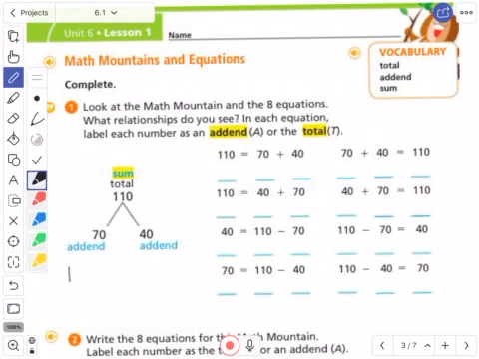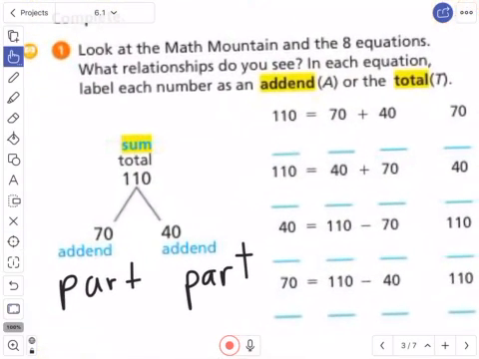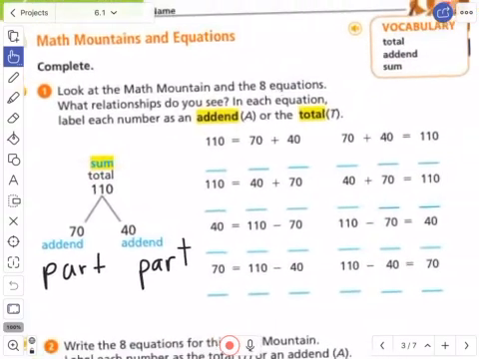We have also called those parts. That's a part and that's a part. And when you're doing addition, you put the 2 parts together to get that sum or total. But you can also call it addend. An addend plus an addend equals your total or your sum. And you call this a math mountain because it kind of looks like a mountain. Addend and addend, put them together, you get to that total up at the peak. Total or sum.